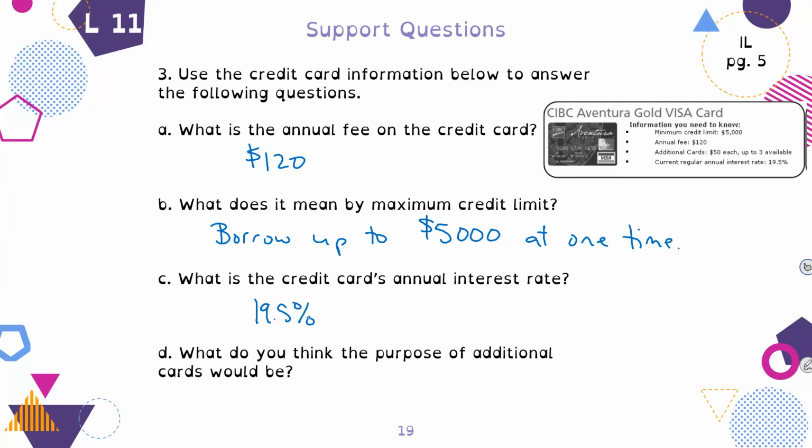What do you think the purpose of additional cards would be for family members? Some people give them to their kids or their partners. The other cards are still based on your credit. You are still responsible for them, but then they have access to that same credit limit. So it's still up to that $5,000. They don't have access to more. It's not an additional $5,000.